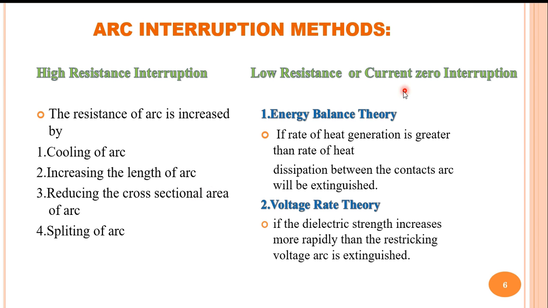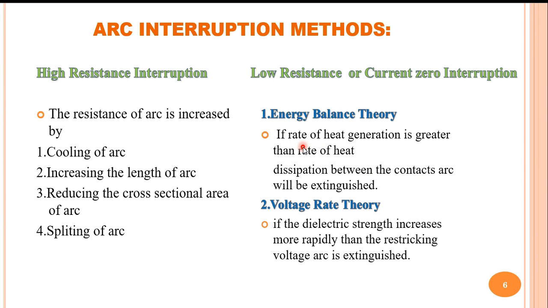Then low resistance or current zero interruption is associated with energy balance theory and voltage rate theory. In low resistance or current zero interruption, the arc is interrupted at natural current zero. We know that at every half cycle there is a natural current zero point. So if we interrupt the current at that point, the current zero point, it is called the low resistance method.